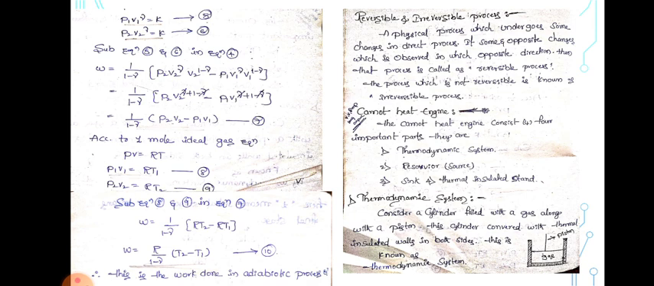So the first one is the thermodynamic system. We can see the diagram. Consider a cylinder filled with a gas along with a piston. This cylinder is covered with thermal insulated walls on both sides. This is known as the thermodynamic system.